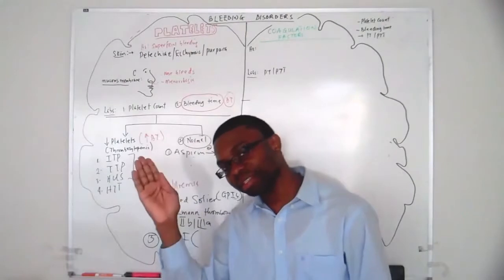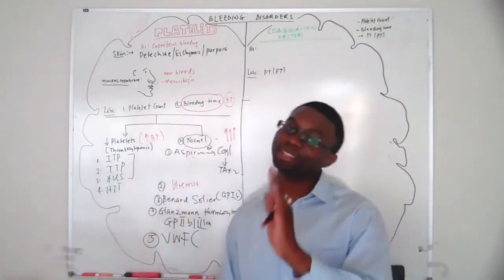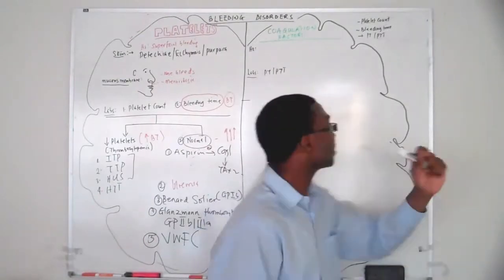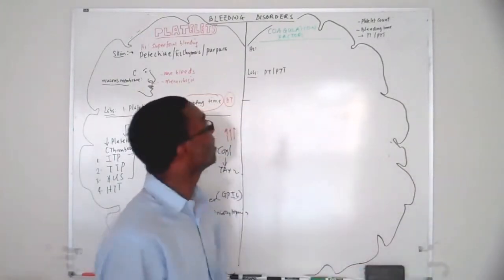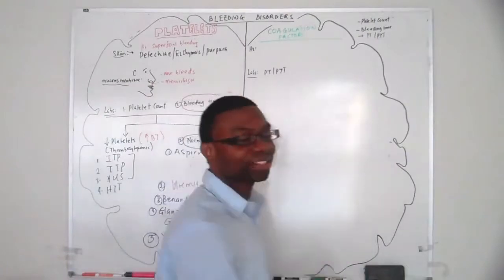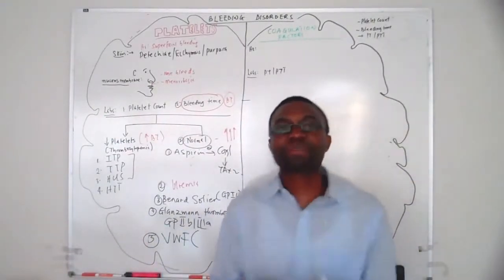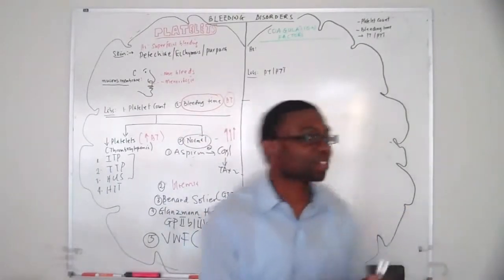Platelets, platelets, platelets. Switch our brains. Let's lock that and go to the left-hand side of our brains. We are going to coagulation factors. This is coagulation factors, not platelets. This is coagulation factors, okay?